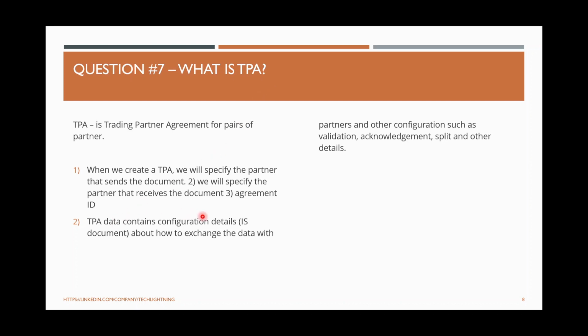So TPA data contains configuration details on how to exchange data with a partner, and other configurations such as validation, acknowledgement, splitting, and other details. I'll move on to the next one.